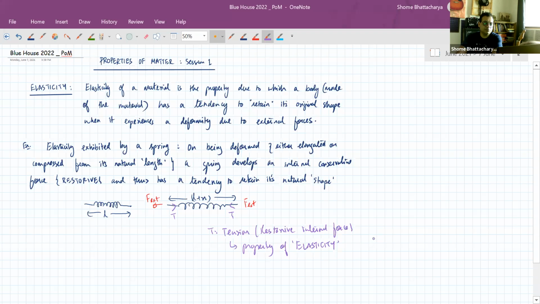So for example, if you replace the spring with a metallic rod, on trying to apply external force on either side of the metallic rod, even the metallic rod will have a tendency to elongate. And as it elongates, it will have a tendency to apply a restorative force, though it may not be so apparent at a macroscopic level.